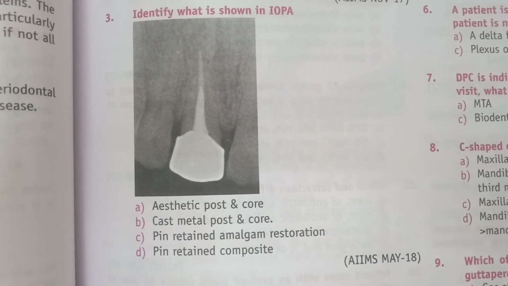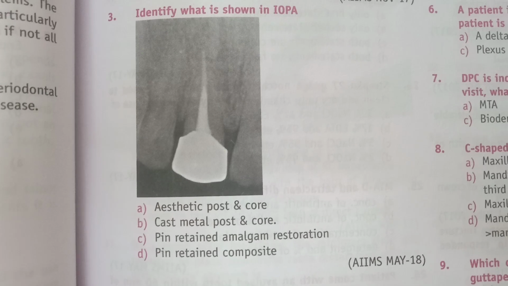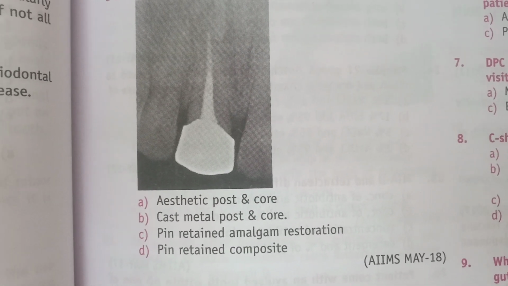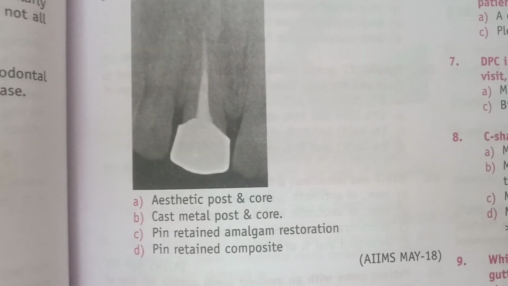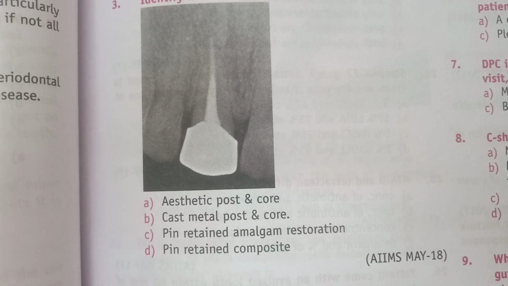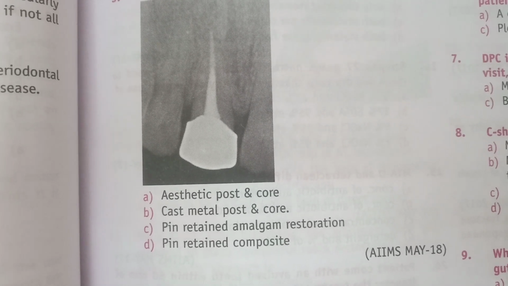Next question. Identify what is shown in IOPA. Is it aesthetic post and core, cast metal post and core, pin retained amalgam restoration, or pin retained composite? This seems very easy. The answer is B. Cast metal post and core.